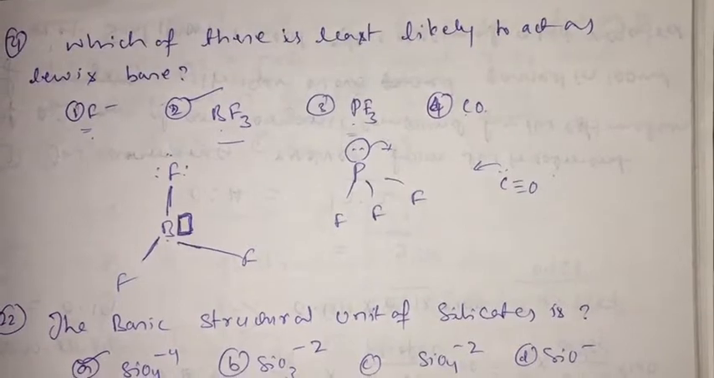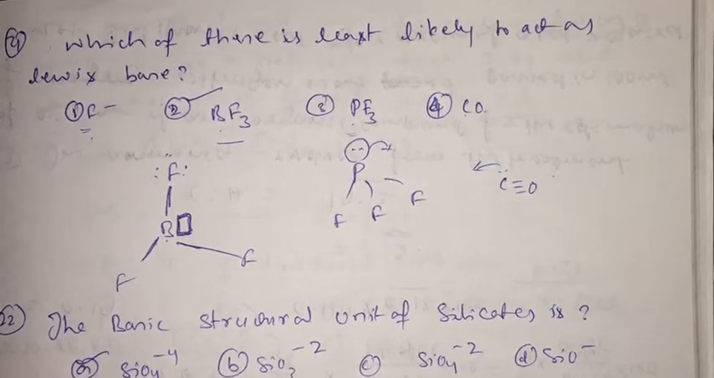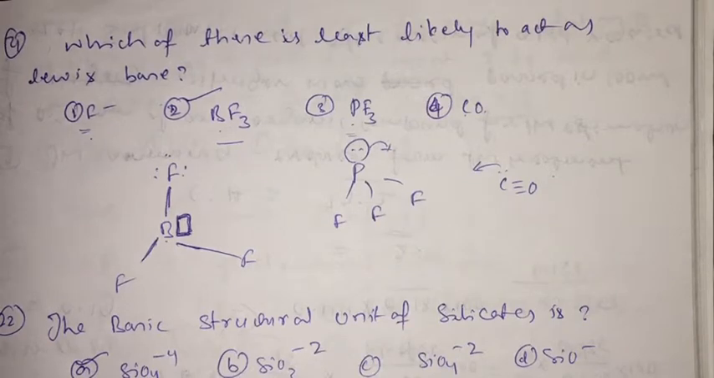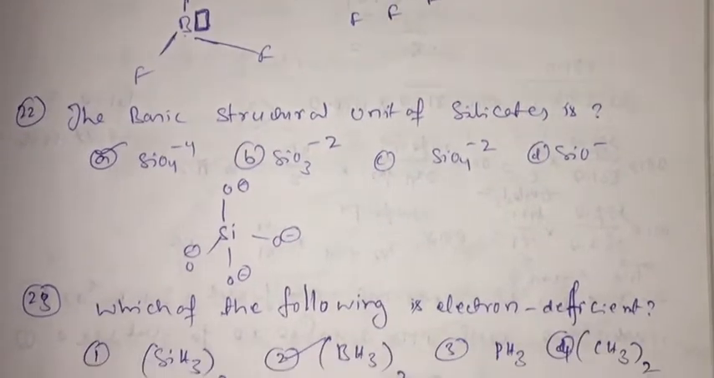Now come to the next question. Which of these is the least likely to act as a Lewis base? Very important question: F-, BF3, PF3, CO. Which can act as a Lewis base? A Lewis acid is one which can accept a lone pair. The remaining ones donate lone pairs, so they are Lewis bases, but there is no lone pair to donate from the central boron atom, so BF3 can't act as a Lewis base. It can act as a Lewis acid. So the answer is BF3.